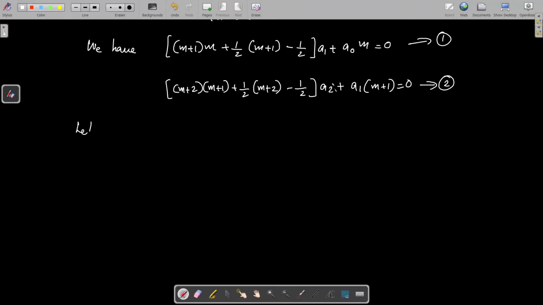So we consider the case when m equal to 1. We have to consider two cases: when m equal to 1 and m equal to minus 1 by 2. First case is m equal to 1. So we just substitute m equal to 1 in these two equations.